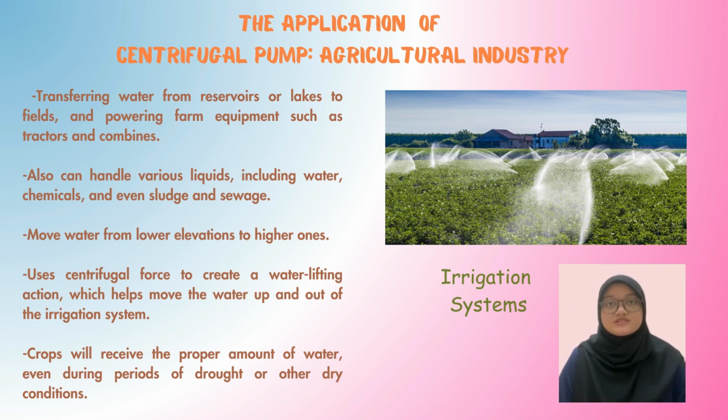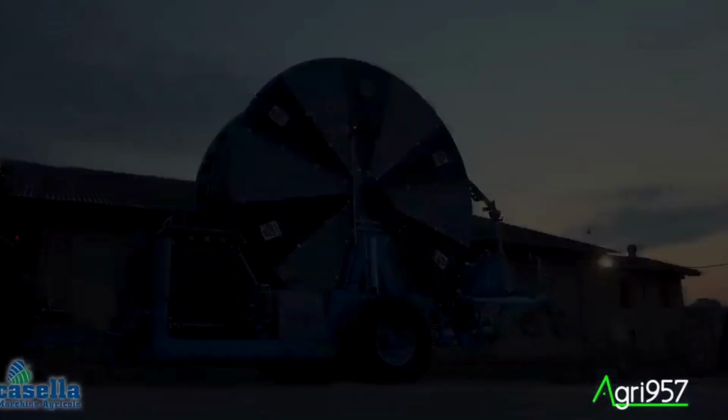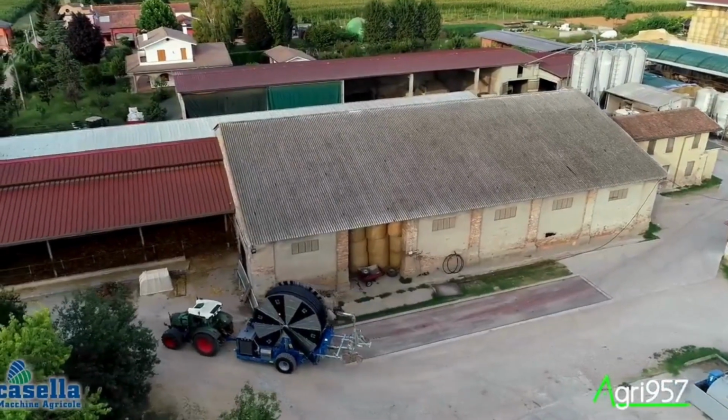Irrigation systems function by moving water from lower elevations to higher ones. They use centrifugal force to create a water lifting action, which helps move the water up and out of the irrigation systems. Lastly, crops will receive the proper amount of water even during periods of drought or other dry conditions. This is an example of how the centrifugal pump functions in an irrigation system.